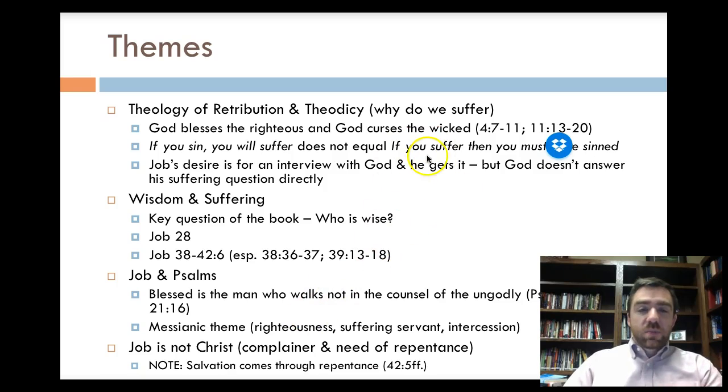Psalm 1 starts off with, "Blessed is the man who walks not in the counsel of the ungodly." This is Job 10. This is Job 21. Again, we're looking for a righteous man who suffers and who intercedes for his people. Of course, he's not Christ. He doesn't suffer perfectly. He complains. He needs repentance, but he is saved through repentance in chapter 42. So Job deals with theodicy. It deals with why we suffer. It deals with who is wise, and therefore it points us forward to looking for the wise man who suffers well.